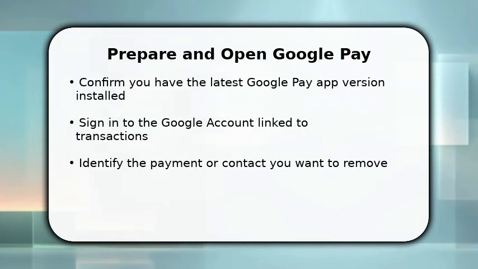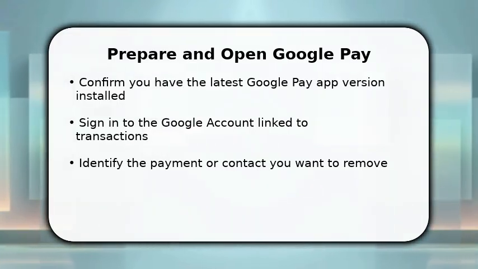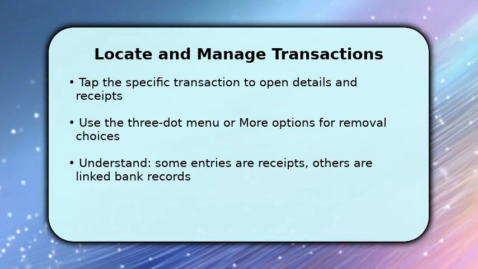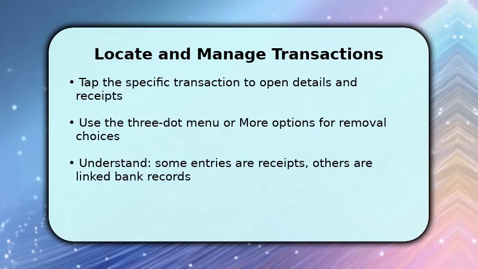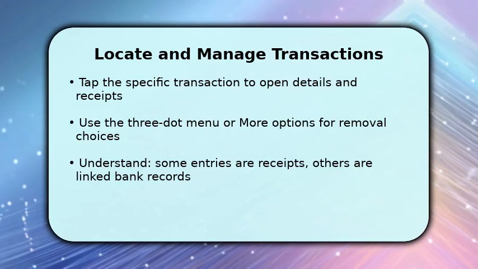This prevents deleting the wrong data and saves time when you move into the specific transaction controls in the next step. You tap the transaction to see details because removal choices depend on type, peer payment, card charge, or receipt. Next, use the three-dot menu or more to reveal delete, remove, or report options. These vary by region and payment method.